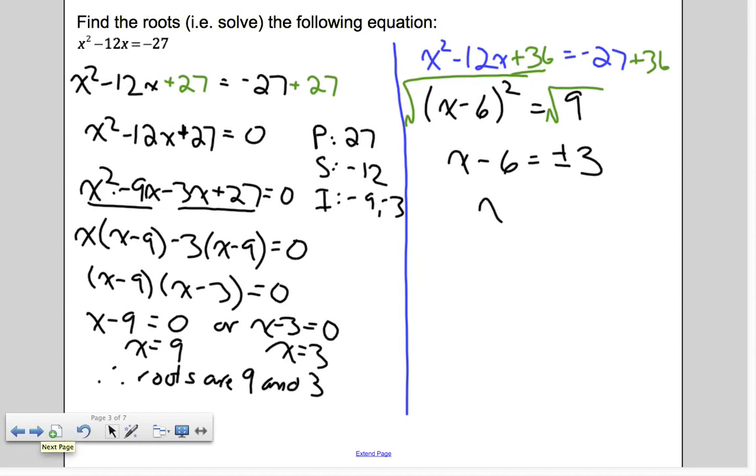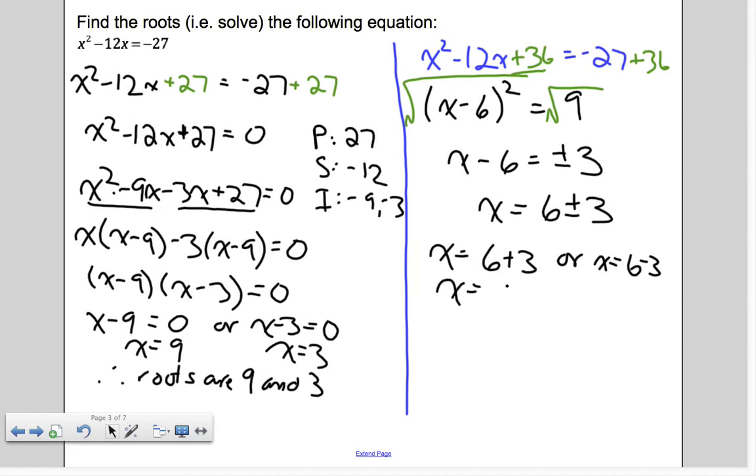So I want to add 6 to both sides. I have 6 plus or minus 3. Therefore x is equal to 6 plus 3, or x is equal to 6 minus 3. x is equal to 9, and x here is equal to 3. Therefore, the roots are 9 and 3. We got the same answer with different paths, right?